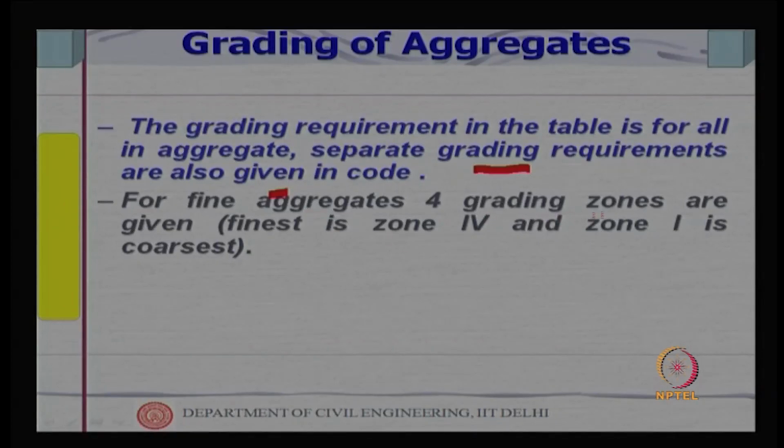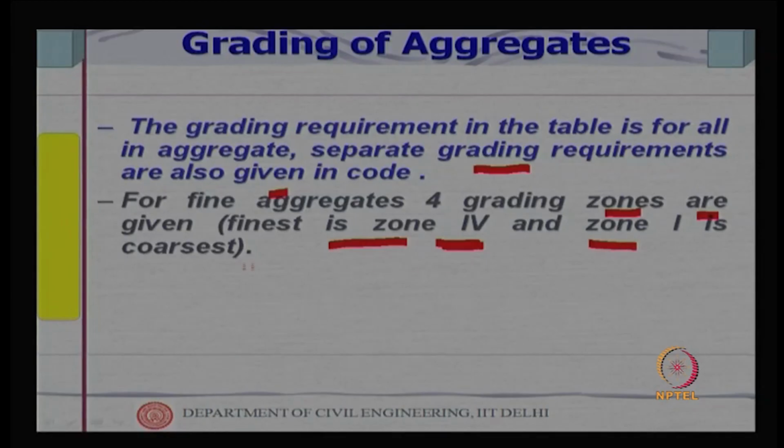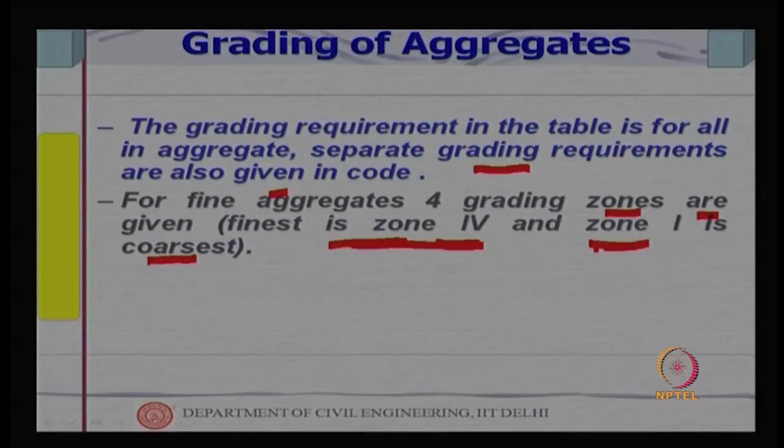For fine aggregates, of course, we define grading zones, in the Indian code as well as in the BS code. The finest is zone 4 and zone 1 is the coarsest, because fine aggregates themselves quite often may be natural sand, river sand. So, they have their grading, with different proportions of sizes, and according to the sizes that generally prevail, 4 grading zones have been specified or defined, where zone 4 is the finest and zone 1 is the coarsest.